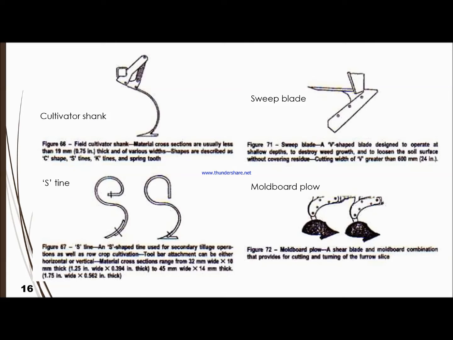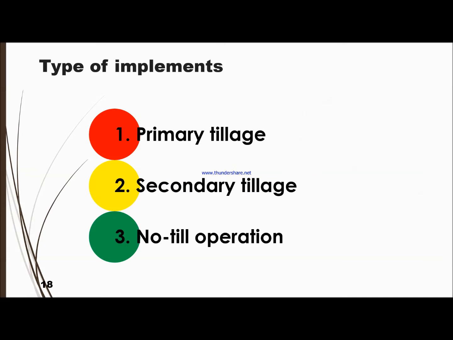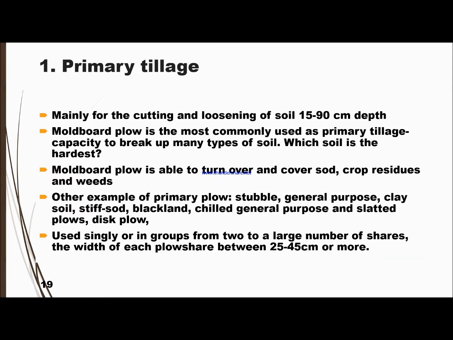So which one of these is basically categorized as primary or secondary tillage? So slowly we move on. Alright, two types of implement that we want to learn in this class, in this topic. Normally we categorize the implement based on the operation sequence: primary tillage, secondary tillage, or no tillage at all. We call it no tillage operation.